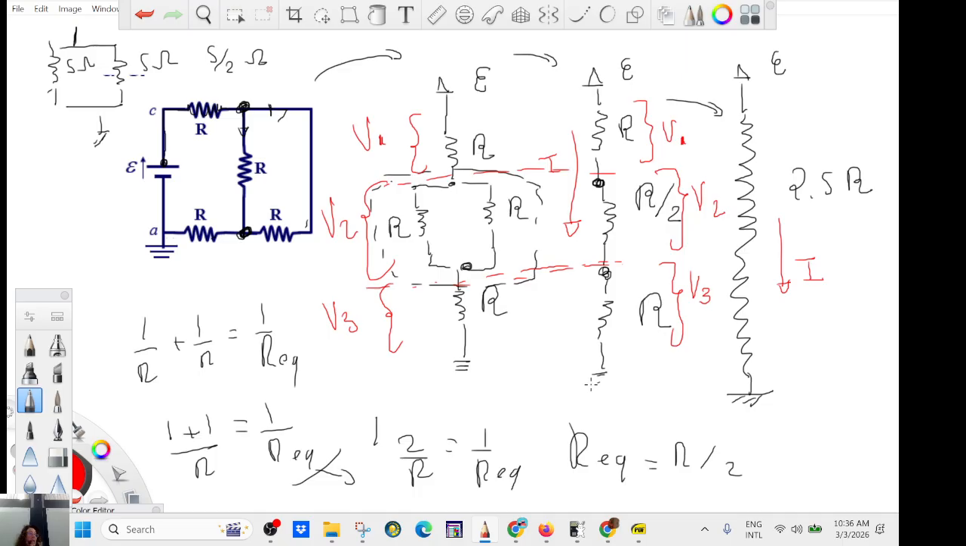Are you with me? So the current I here. Here you're going to have I over 2 because it's the same appetite. I over 2 and back to I. So you have to imagine this is like water flowing in a pipe. The pipe divides in two smaller pipes but the same size, and then they combine again together.